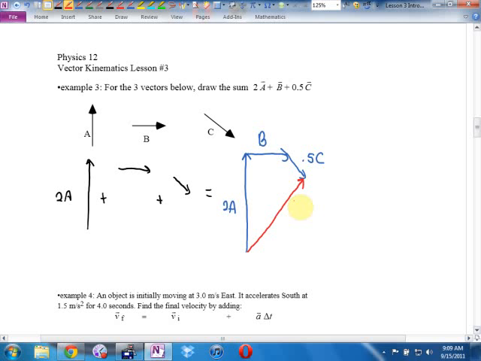Will we ever be asked to add three vectors? I can think of one later on in the year, sort of, but I don't do it that way. I add the first two, get an answer, and then add in the third one. And often, two of them will cancel out quite nicely if you set it up just right.